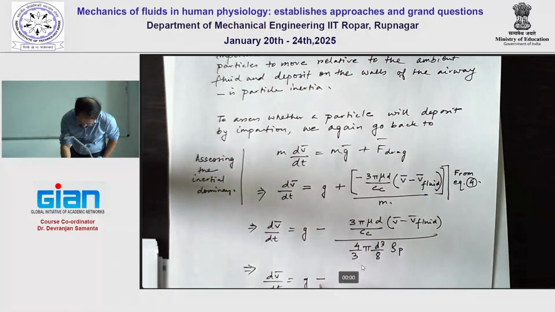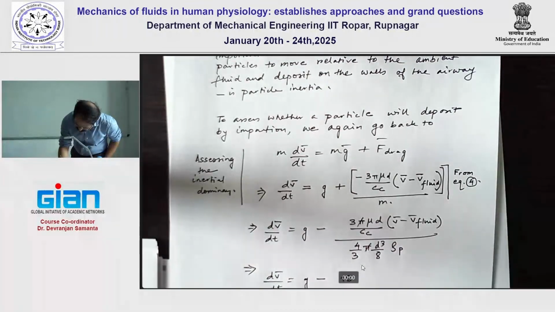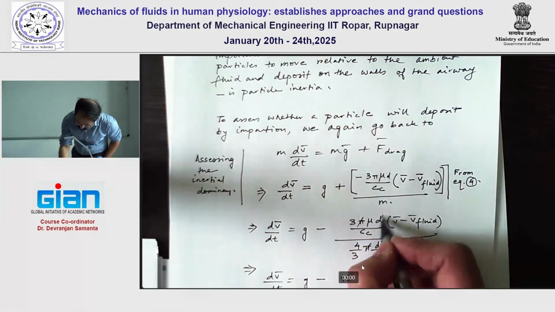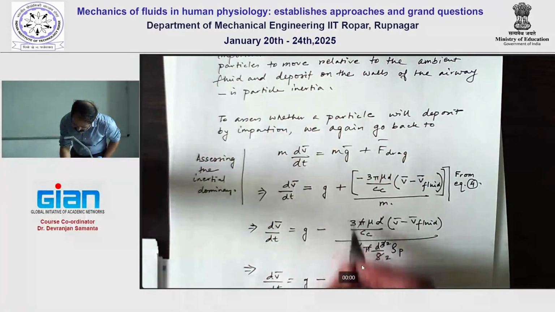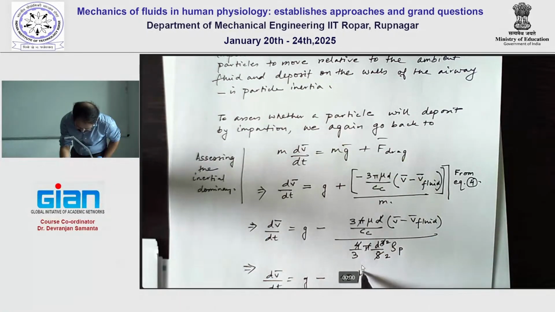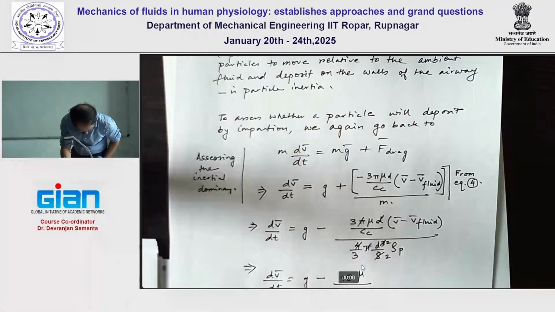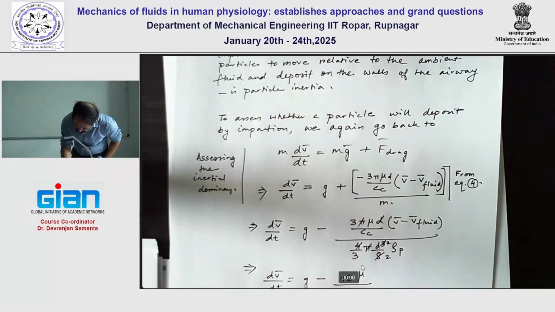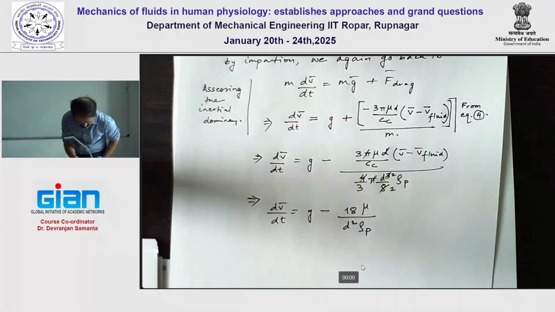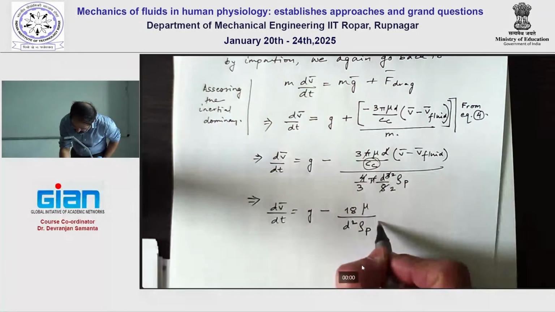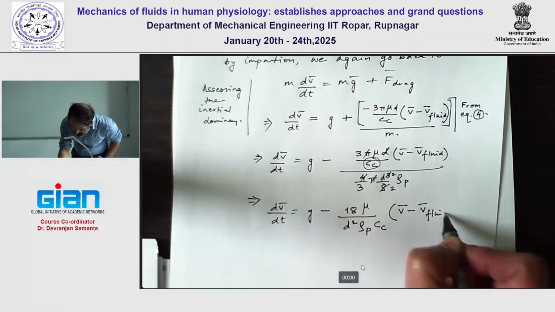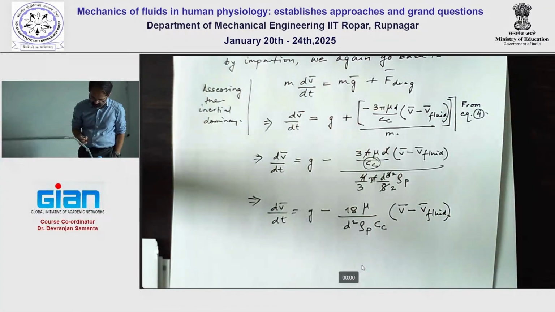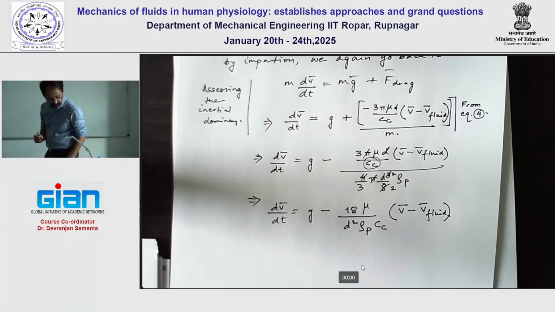So this becomes 18, the pi's get cancelled, one of the d's would get cancelled as well, so this makes it d square. So the 18 factor comes from here: 18 mu divided by d squared rho particle, and then the Cc correction factor is here. This multiplied by v minus v fluid. Tell me if I miss anything here. So 18 mu divided by d square rho particle Cc, v minus v fluid.